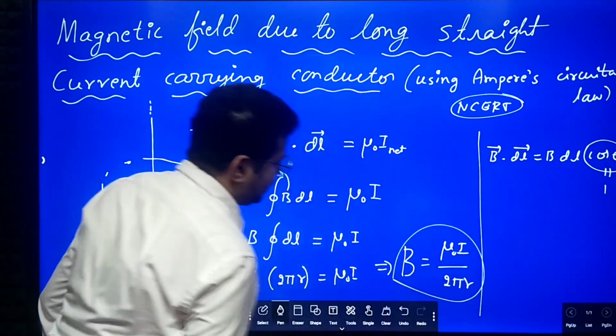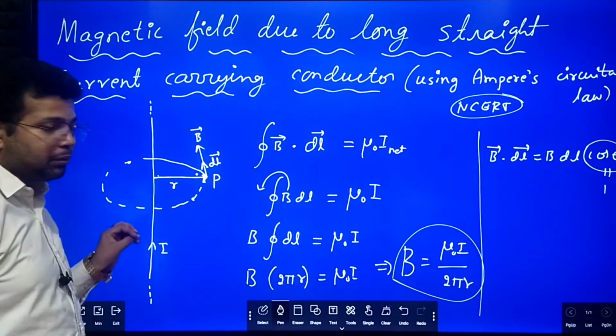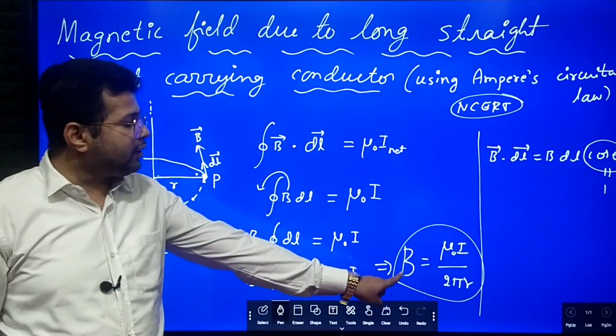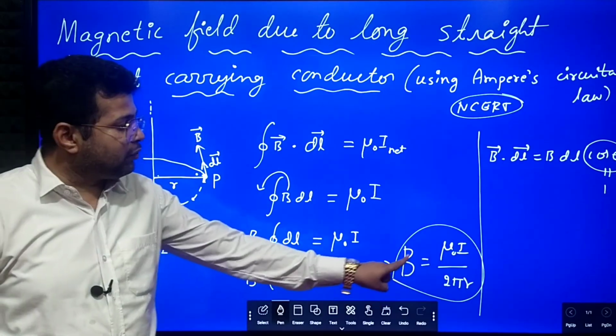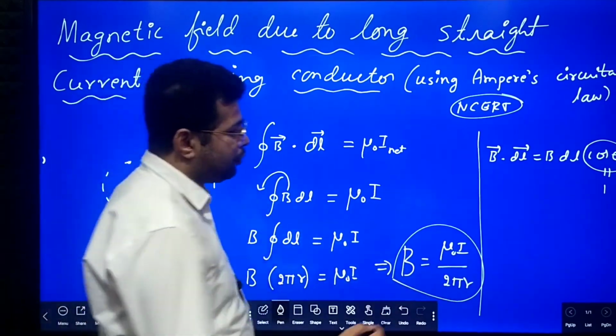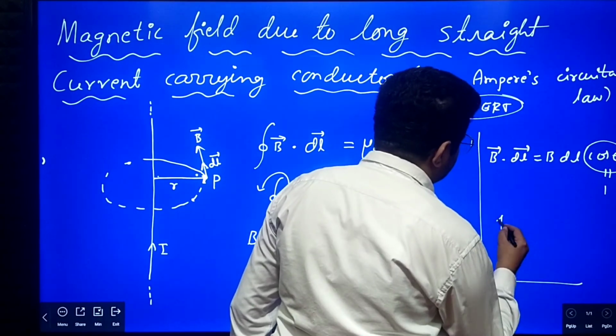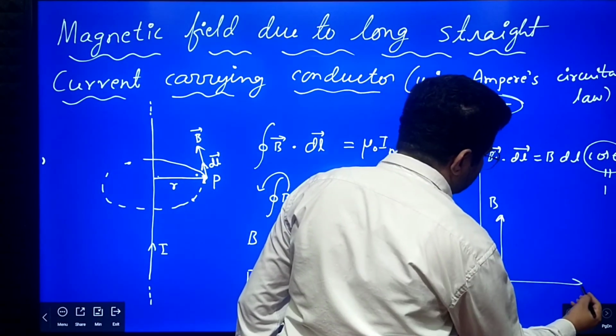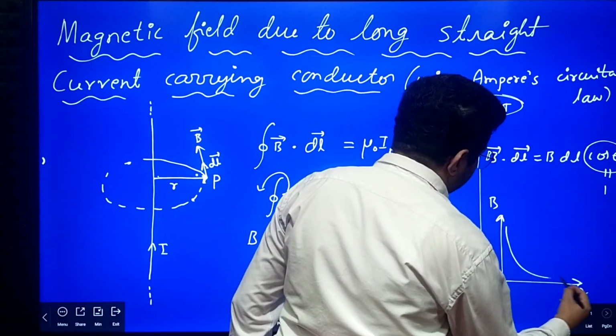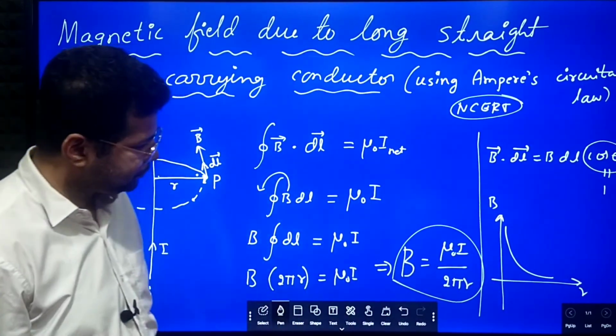For a given conductor carrying some constant current I, magnetic field due to a straight wire is inversely proportional to distance. That means if you plot a graph of magnetic field versus distance, you will get a rectangular hyperbola.